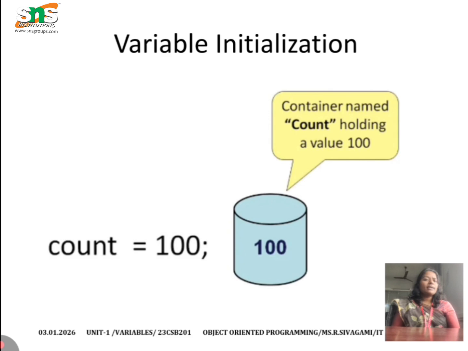Here I give a simple example for variable initialization. count equal to 100. This is the variable initialization. The container is named count. That means the variable name is count and the value of that container is 100.